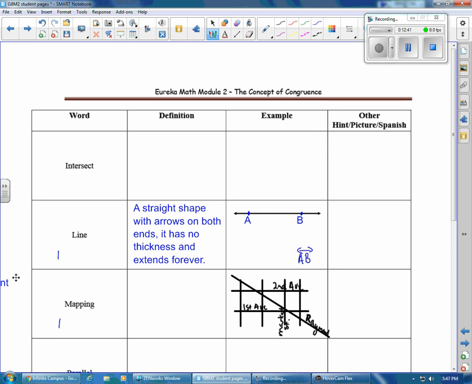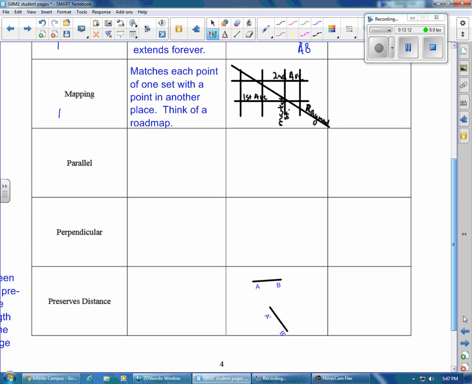Mapping, I kind of went over mapping already, but it matches each point of one set with another point in another place. Think of a road map. So again, I just drew a rudimentary road map here, and I used some streets that we're more familiar with, like Raymond Street or Market, First Avenue, Second Avenue. Again, this point is not literally the intersection of Raymond and Second Avenue here, but it represents it, and this is a point on my map that represents that actual intersection out in the road.